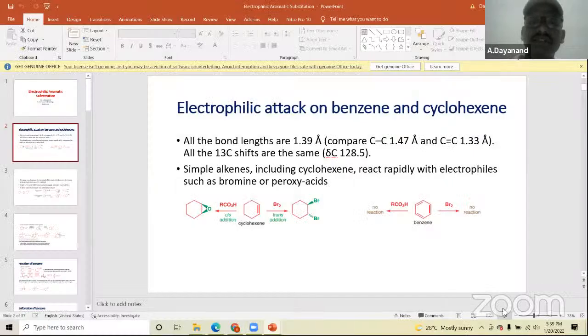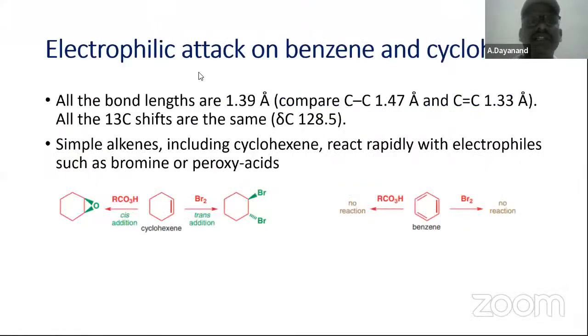Intermediate stage itself. Okay, that is electrophilic attack on benzene and cyclohexene. If you compare them, here all the bond lengths are 1.39 angstroms, and the C double bond C bond length is 1.33. Okay, 13C shifts are the same for benzene.